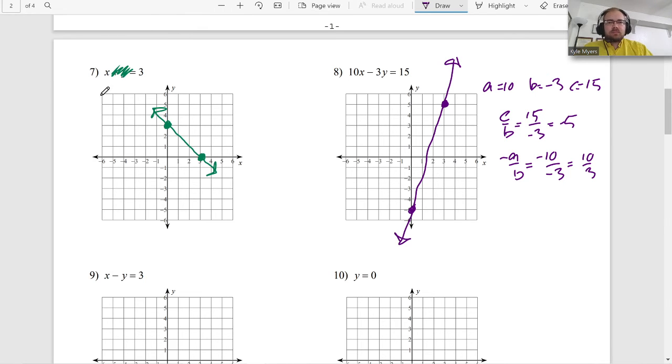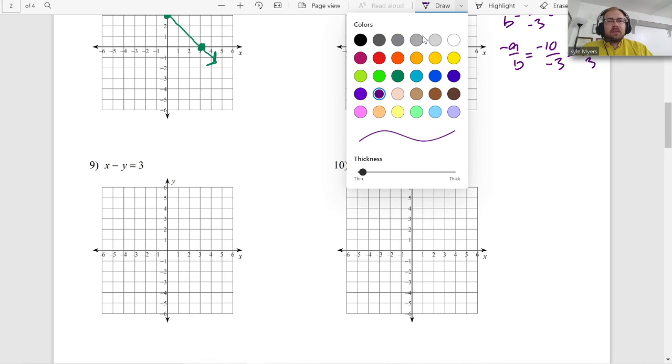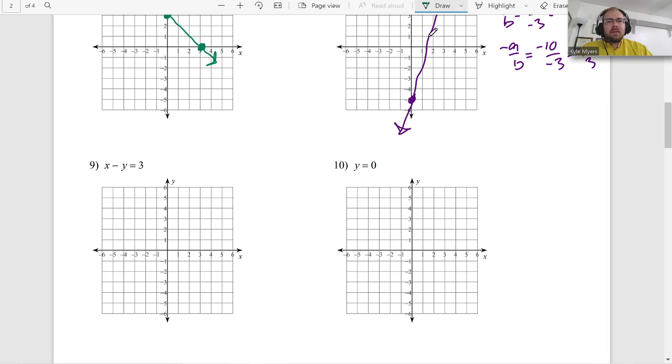Okay, and there we go. All right, number 9, we can use the cover-up method on this one. So we cover up the x stuff first. If we solve for y, y is actually going to be equal to negative 3 because negative y is equal to 3 right now. So y is going to be equal to negative 3.